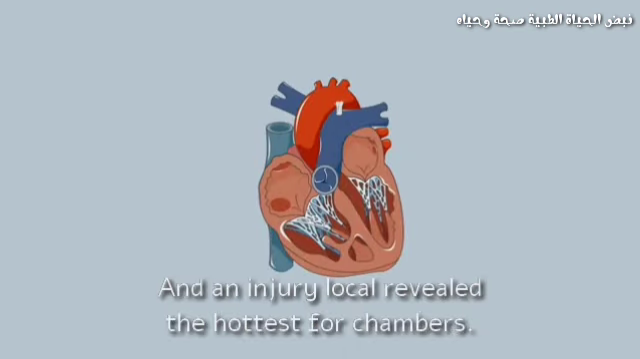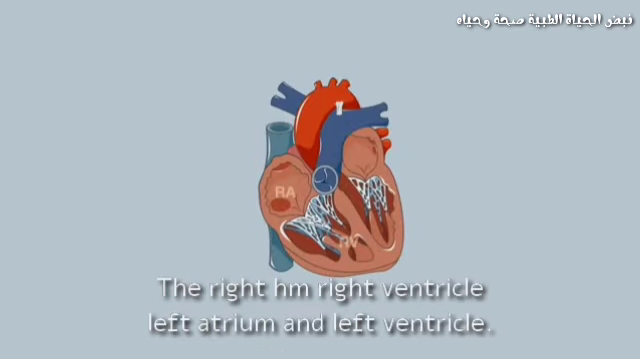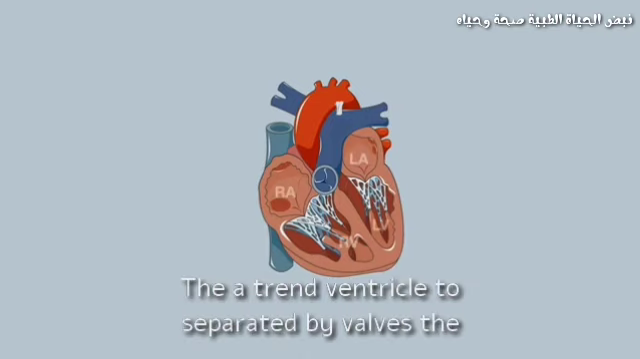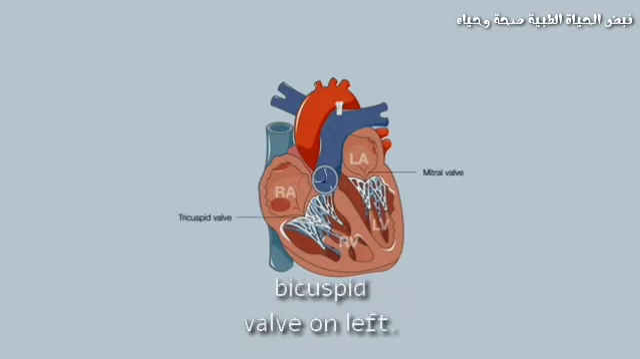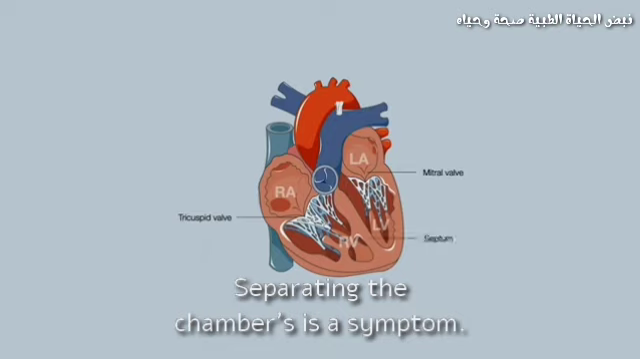An interior look will reveal the heart has 4 chambers: the right atrium, right ventricle, left atrium, and left ventricle. The atrium and ventricles are separated by valves. The tricuspid valve on the right and the mitral valve, a bicuspid valve on the left. Separating the chambers is a septum.